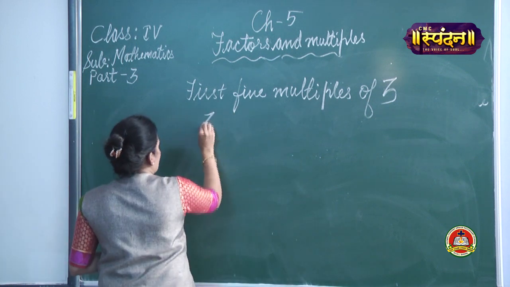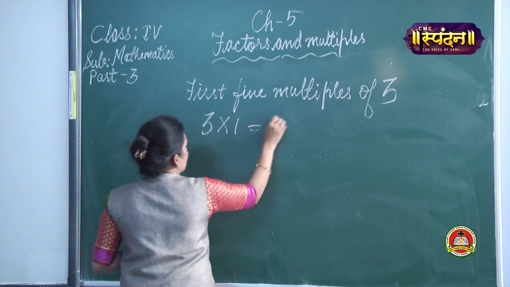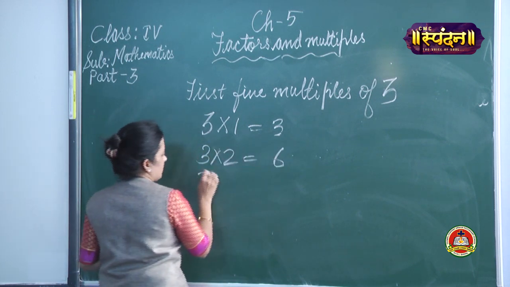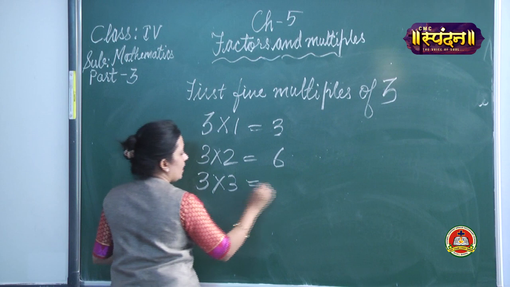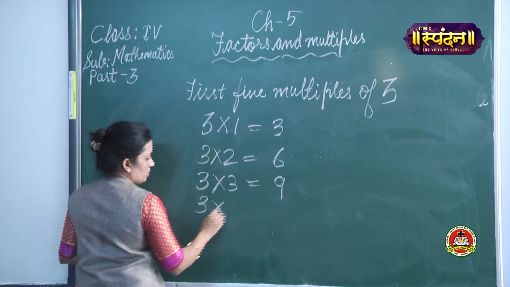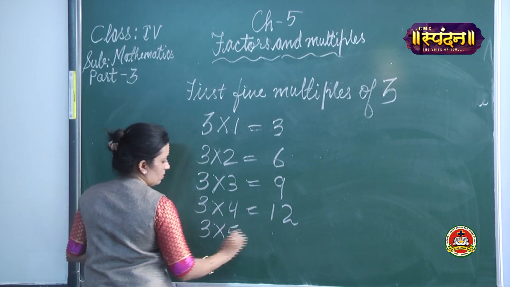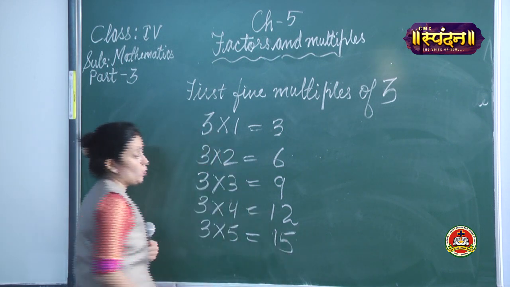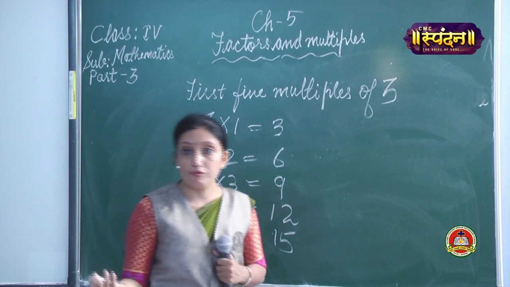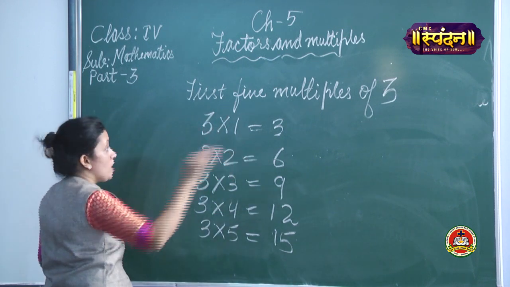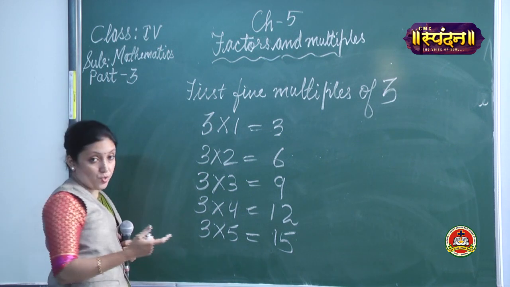Let us see. 3 ones are 3, 3 twos are 6, 3 threes are 9, 3 4s are 12, 3 5s are 15. So here I have got the multiples of 3. You can see this, what I have written on the board? Yes. So now what is the question?